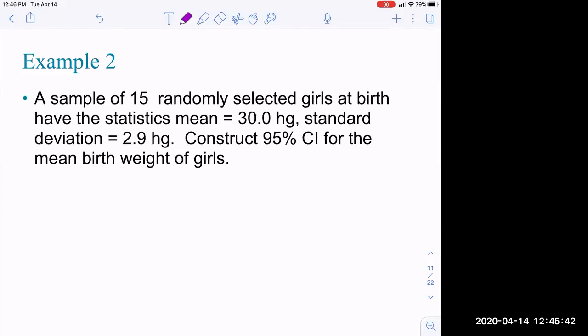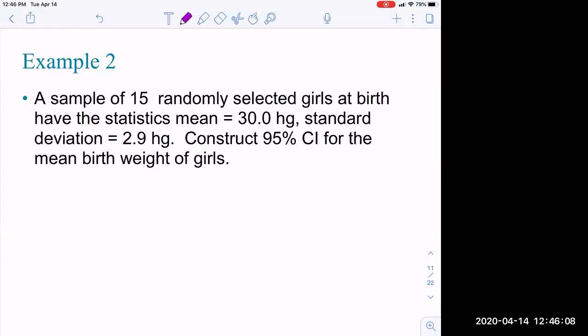We got a sample of 15, so N is 15. The mean is 30 hectograms, or I guess that's 3,000 grams. Standard deviation is 2.9 hectograms. We want a 95% confidence interval. So if I do the analysis, we've already got it.